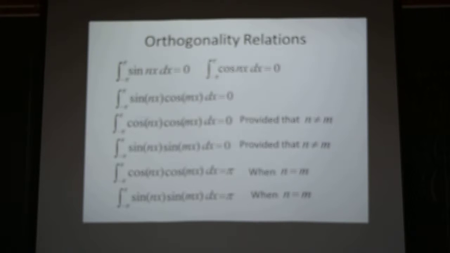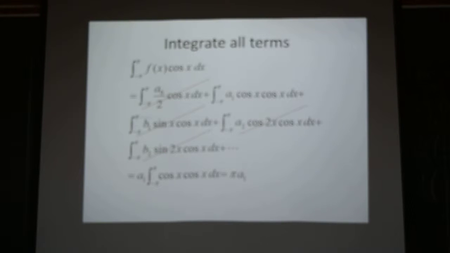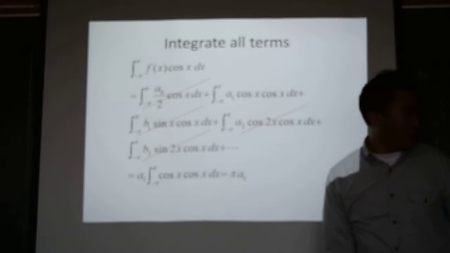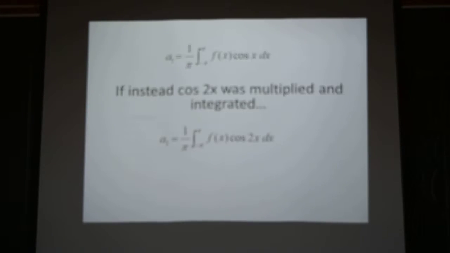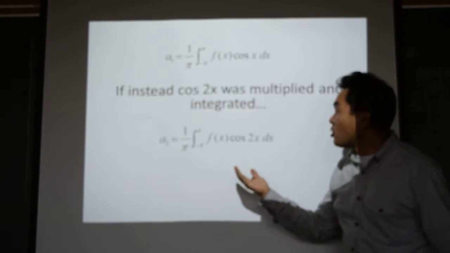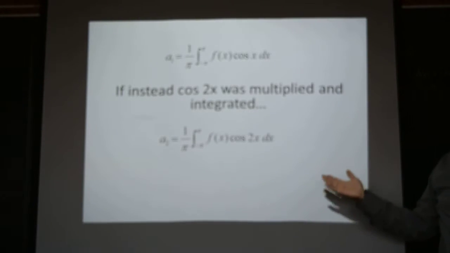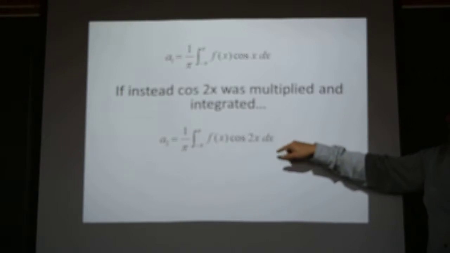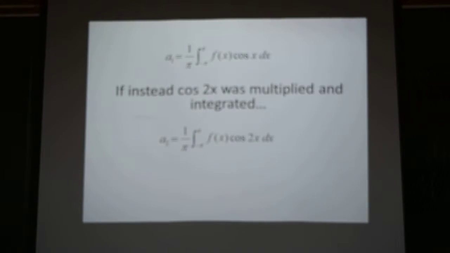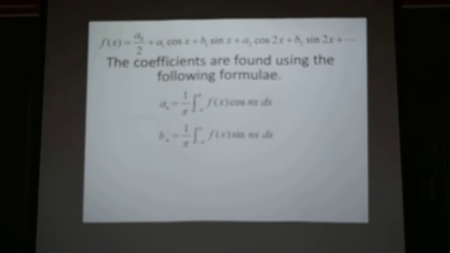by using these orthogonal relations. So you can see it's pi here, right? So after everything is canceled out, you get pi times a1 equal to this. And therefore, by dividing out pi, you get a1 as this. Now, if you multiply cosine 2x instead, and integrate it, then you'll find that a2 is 1 over pi times that. And repeating this for all of them, you're going to get the values of an and bn.